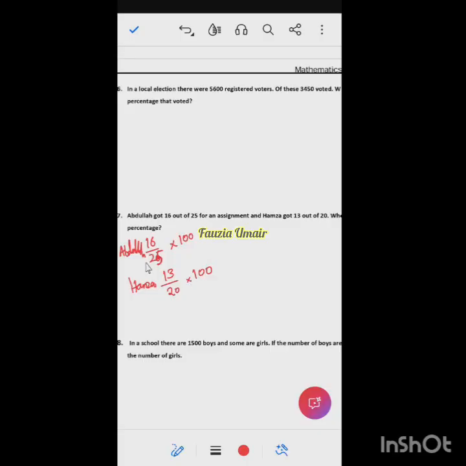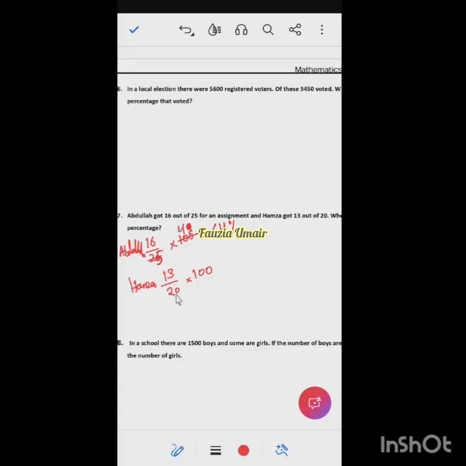So what to do here? 25 into 4 is 100. So what is left in the numerator is 16 and 4. What is 16 multiplied by 4? It is 64. That's right. It is 64%.